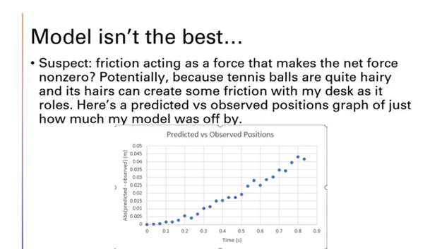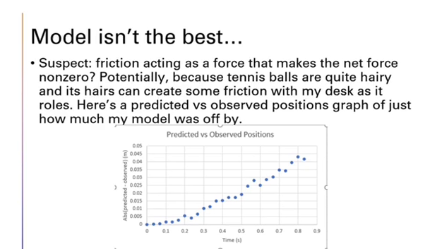And so that makes me suspect that there could be some other underlying force, such as friction, that is making the total force on my tennis ball non-zero. And I was thinking that because the tennis ball is quite hairy, there's a chance that it increases the coefficient of friction against the ball with my desk, and that could be why my ball is slowing down, going slower than my model predicted it.